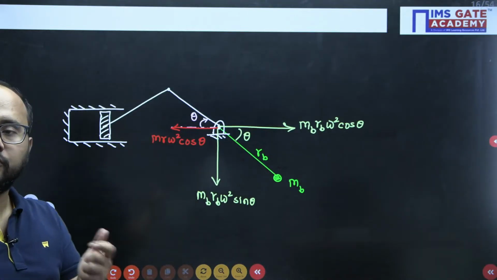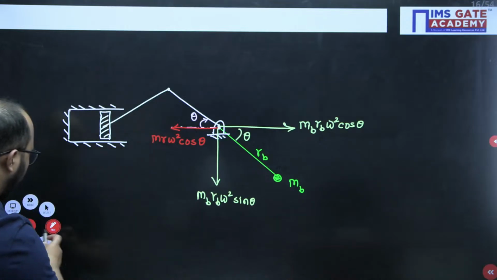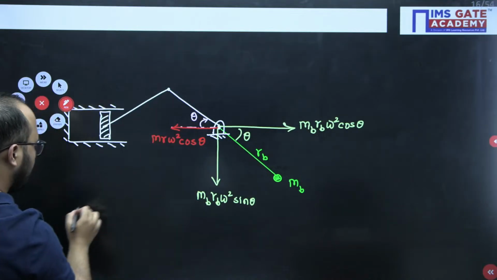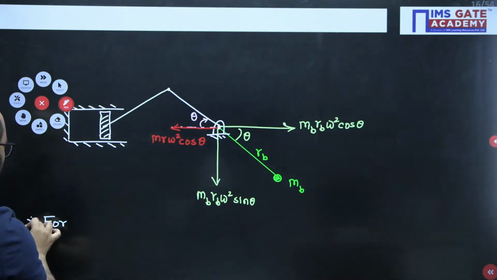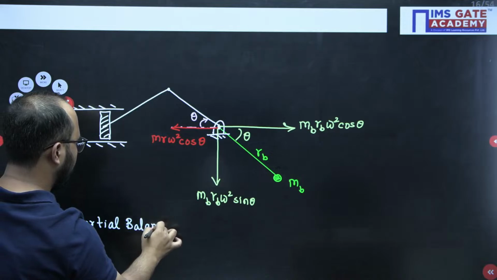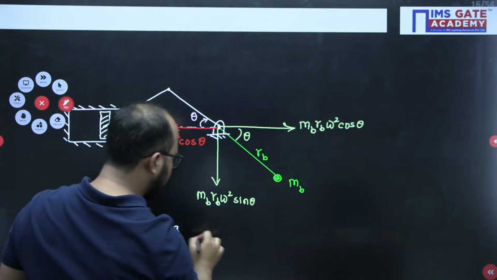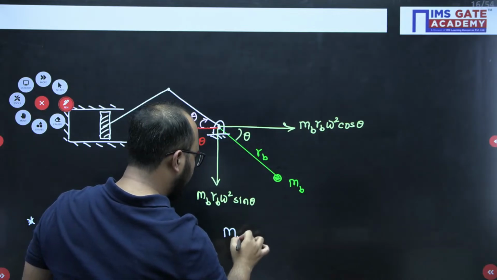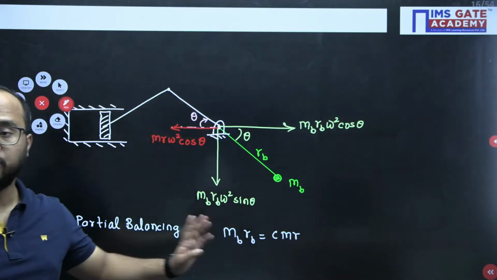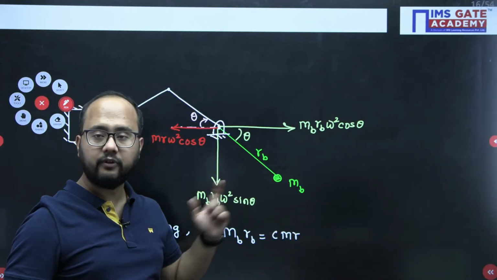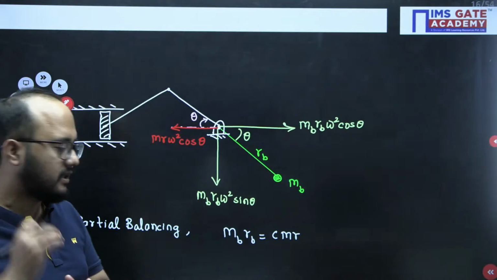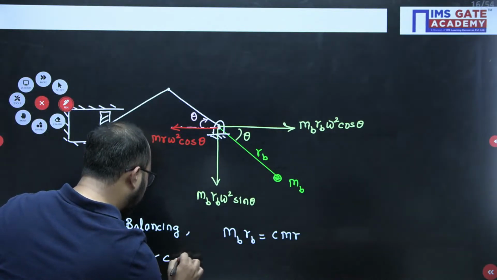Now, what is the partial balancing here? For partial balancing, your MB RB will be equal to C times M into R. This is a very important point. MB RB equals C times M into R. C is the percentage of balancing you have provided, like 60%, 70%. So your C value will vary from 0 to 1.